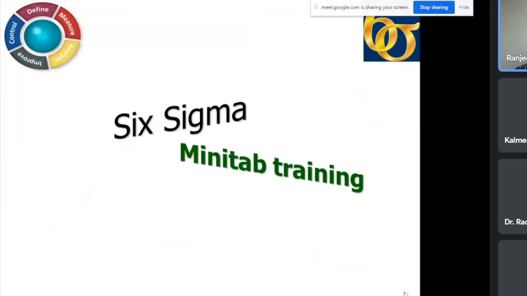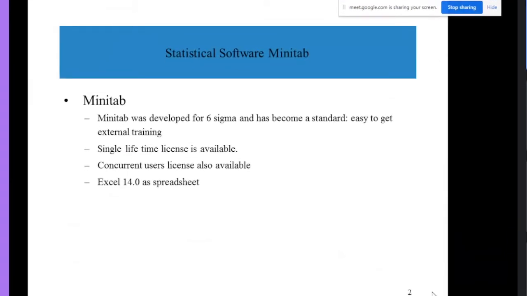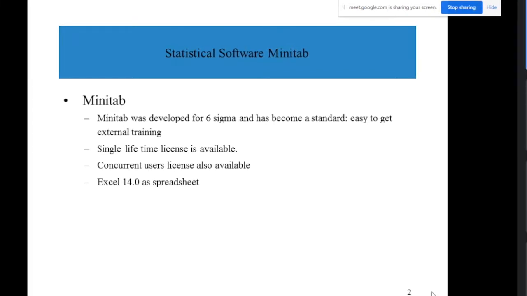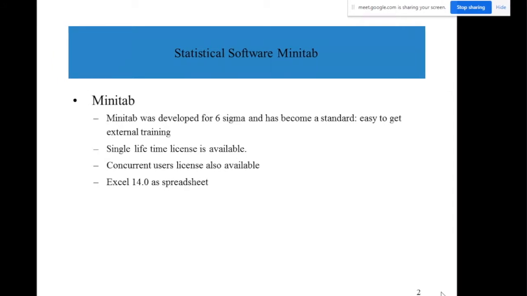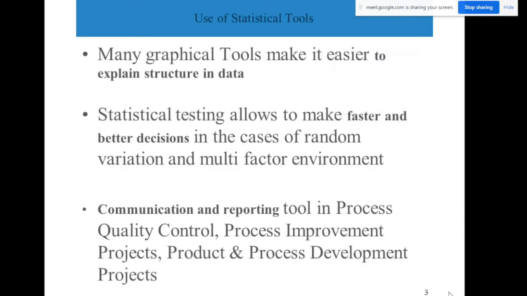Visible. Okay, very good. So basically we will first discuss the Minitab software. Minitab is developed for data analysis, a very good software for Six Sigma projects, and it is very easy to use. We have the single license and the concurrent license. Concurrent license means it works through the network, so many participants can log in and use this Minitab software.